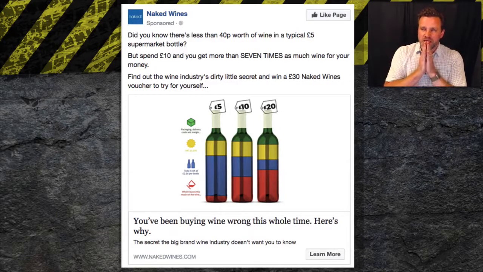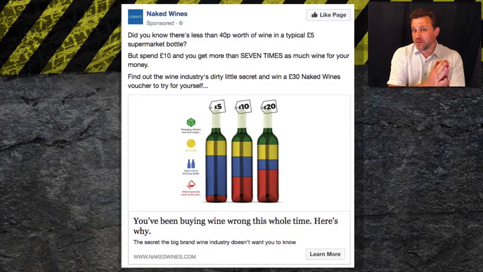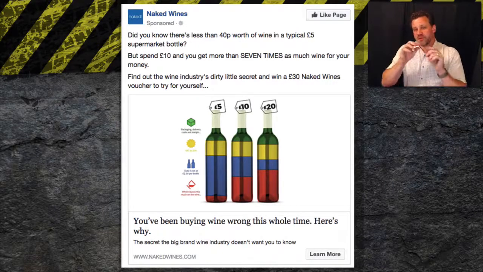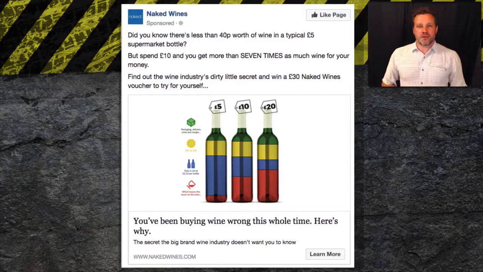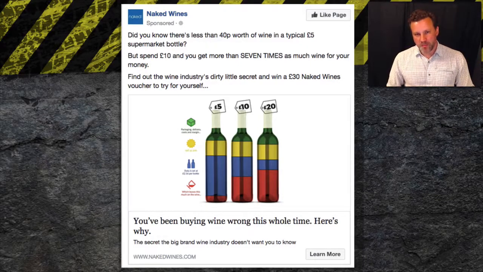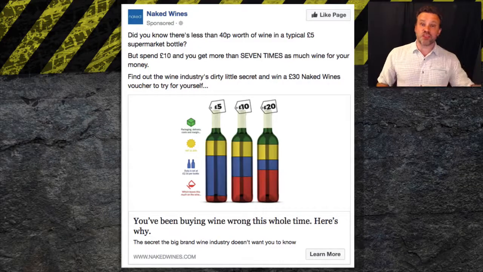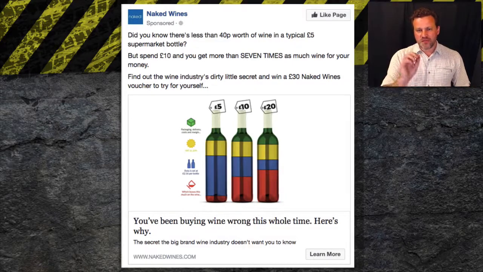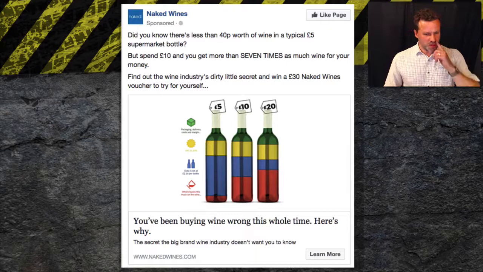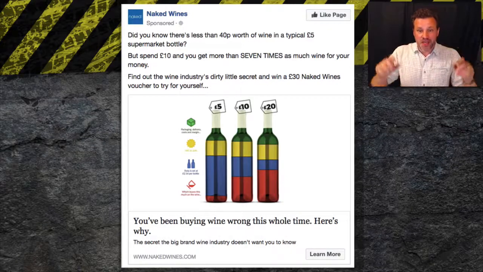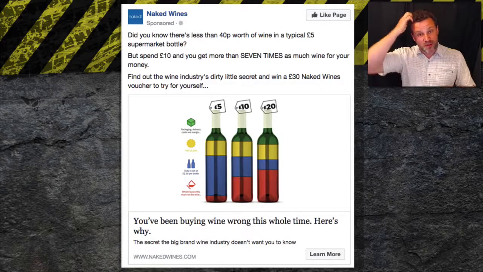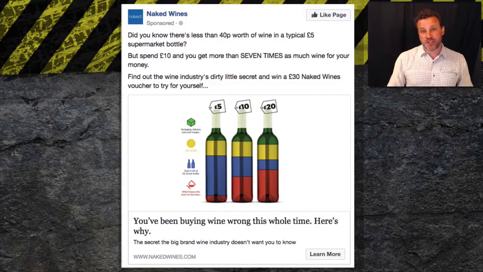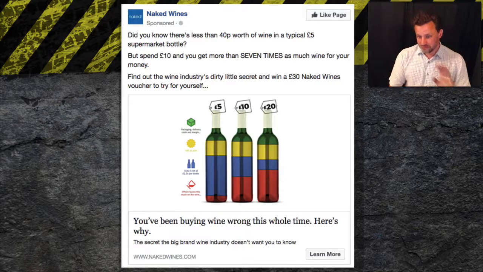So where's this market? This market is not thinking about their problem. It's actually step zero. These people are carrying merrily along their way, buying £5 bottles of wine and drinking it down, thinking, this is okay. There's no problem. There's nothing wrong with this picture. So what you have to do is go in there and interrupt. That's what the ad's doing. There's less than 40p worth of wine in a £5 bottle. Really? You've been buying wine wrong this whole time. Here's why. What's interesting here is there's quite a lot of information in a relatively small space on the ad. It's even got a graphic that shows you the value of the wine in different bottles at different prices. So I think this is pretty effective. Good ad.